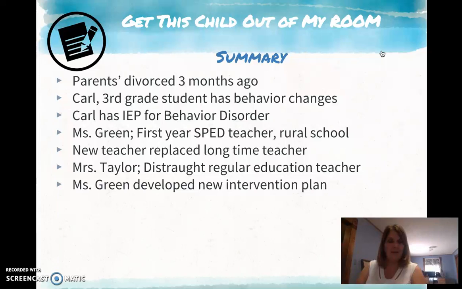She replaced a teacher of about 20 years who was very highly thought of in this school. The general education teacher is Mrs. Taylor, and she was very distraught and upset at his behaviors in the classroom and felt unable to control him. Ms. Green, the special education teacher, then developed a new intervention plan.